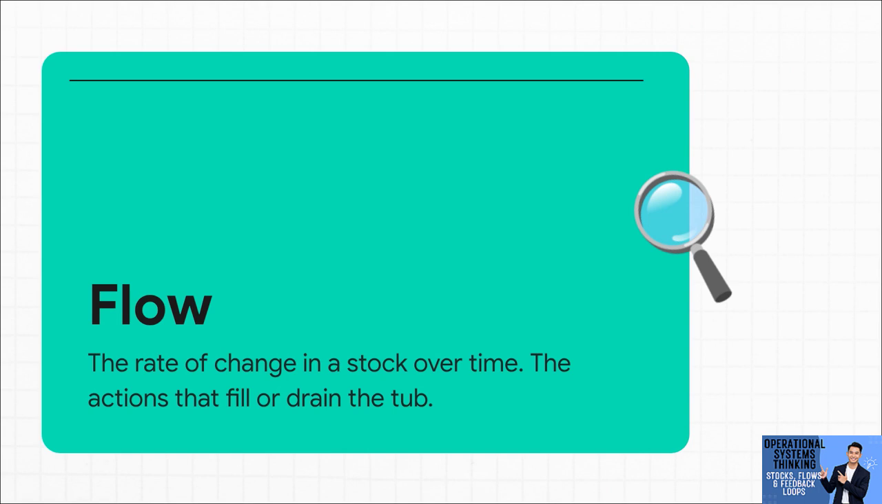So, if the water level is the stock, what are the flows? Well, they're the faucet and the drain, right? A flow is a rate of change. It only makes sense over time. You can't just take a picture of a flow. It's gallons per minute. It's people hired per month. These are the actions that make the stock go up or down.